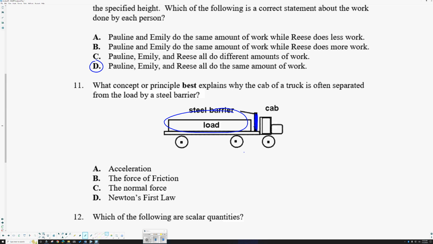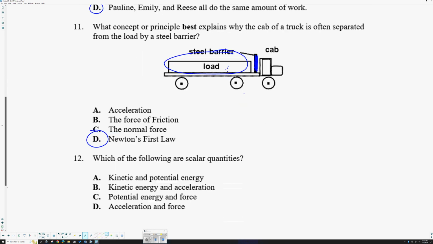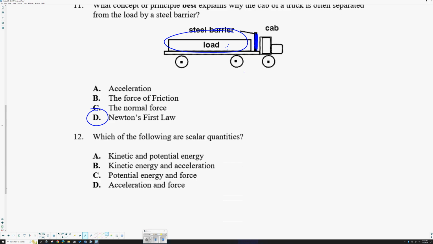So what concept or principle best explains what we just said? That would be Newton's first law, which says an object in motion, that would be the load, keeps going in a straight line at a constant speed until acted upon by an unbalanced force. That unbalanced force, if the load isn't fastened down properly, that would stop the load from taking out the cab, would be the steel barrier.